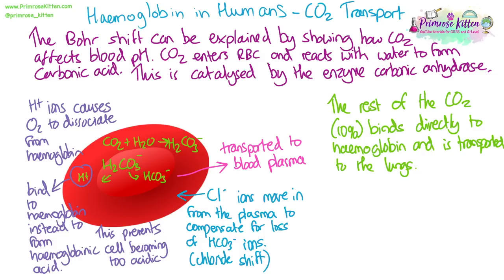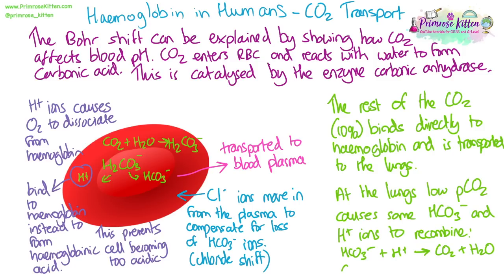This happens to about 90% of the carbon dioxide in red blood cells, but the rest, about 10%, binds directly to the hemoglobin and is transported to the lungs that way. At the lungs, the low partial pressure of carbon dioxide causes the hydrogen carbonate ions and the H+ ions to recombine. They form water and carbon dioxide. This carbon dioxide then diffuses into the alveoli and is breathed out.